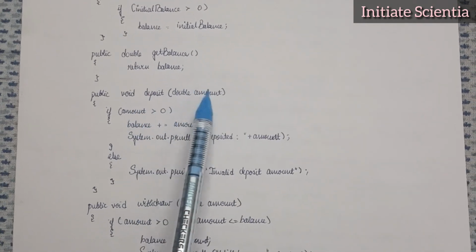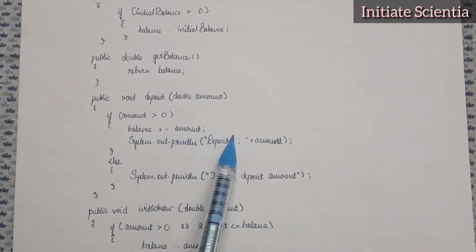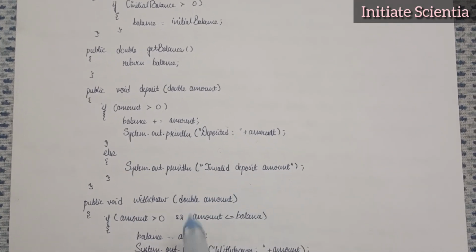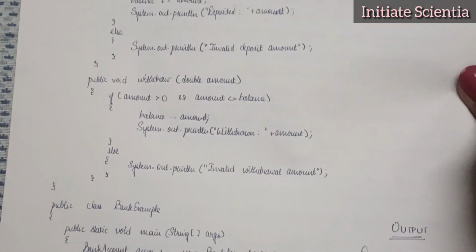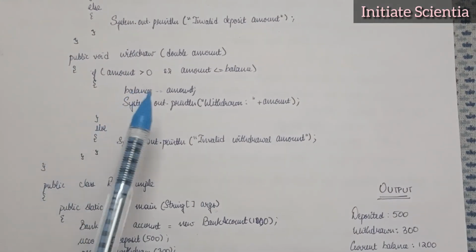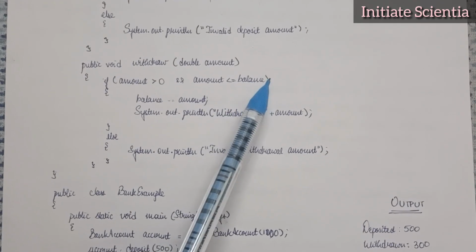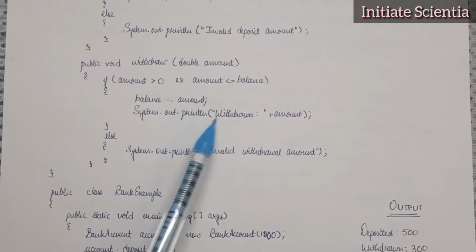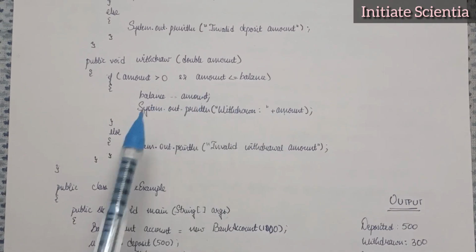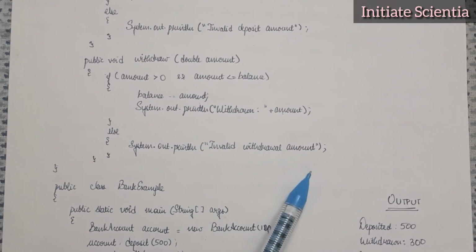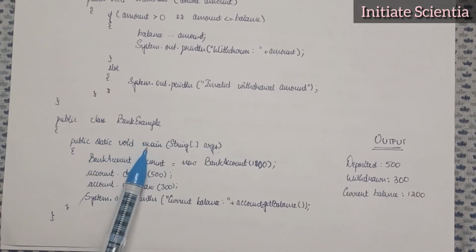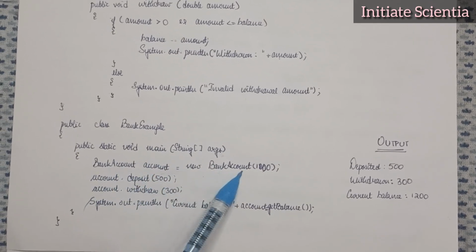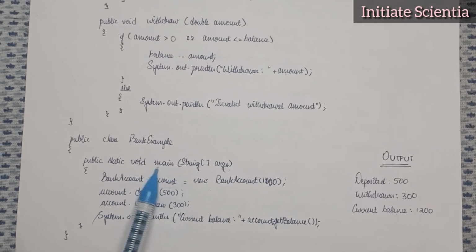Public void deposit(double amount): if amount is greater than 0, balance is updated and the deposited amount is printed, else invalid deposit amount. Public void withdraw(double amount): if amount is greater than 0 and amount is less than or equal to balance, balance minus equal to amount, then print withdrawn amount, else print invalid withdrawal amount. Public class BankExample: public static void main, BankAccount account is new BankAccount(1000), you are creating an object.